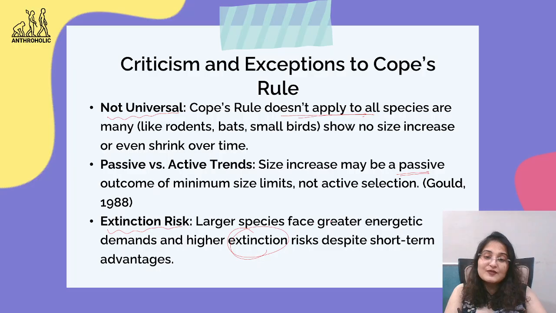Because larger species have greater energetic demands, their extinction rate also becomes higher in certain cases. Despite the short term advantage, the long term advantage might not be in their favor, because they have longer gestation and comparatively lower reproduction rates. Fishes lay so many eggs; humans or any animal, if you see, reproduce 1, 2, 3, 4 at a time. Fishes, frogs lay multiple eggs at a time, so the reproduction rates of larger animals are small. Food demand is high, so if the conditions are not favorable, the chance of going extinct becomes higher for bigger animals.